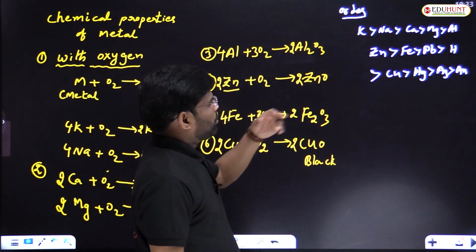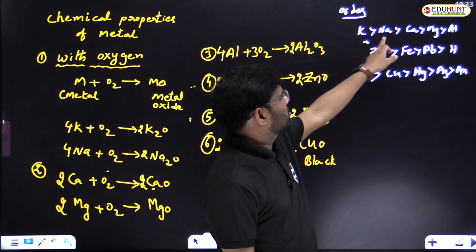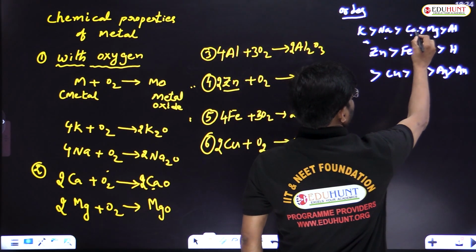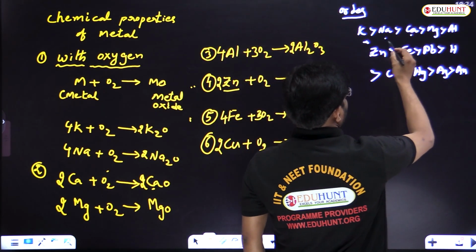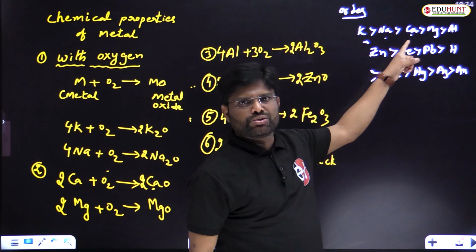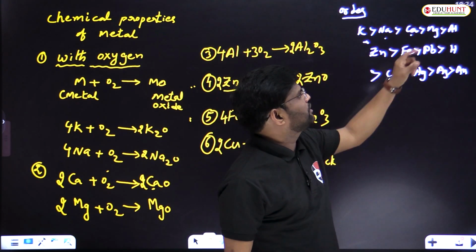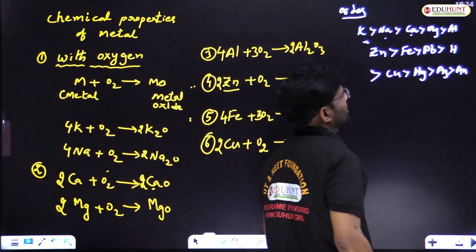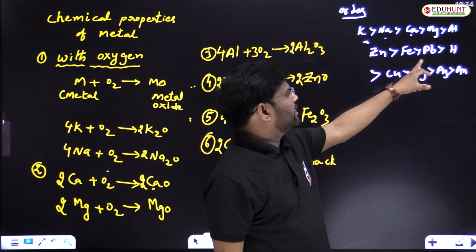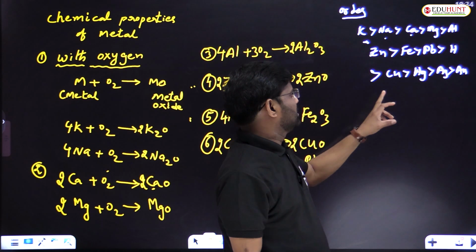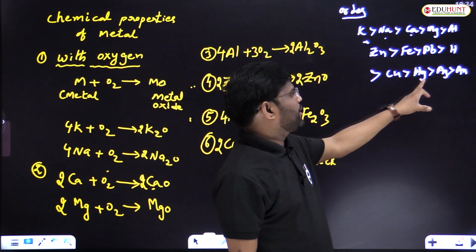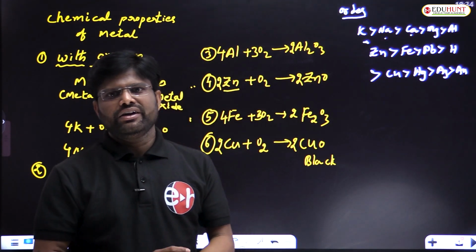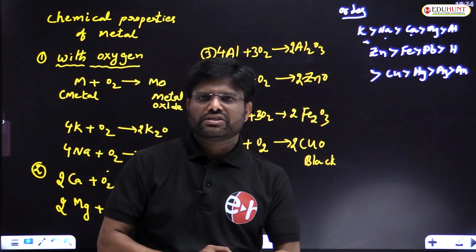See here, potassium is greater than sodium. Sodium is greater than calcium. Okay, potassium is greater than sodium, is greater than calcium, is greater than magnesium, is greater than aluminium, is greater than zinc, is greater than iron, is greater than lead, is greater than H, is greater than copper, is greater than mercury, is greater than silver, is greater than gold. So this is the reactivity of metals towards oxygen.